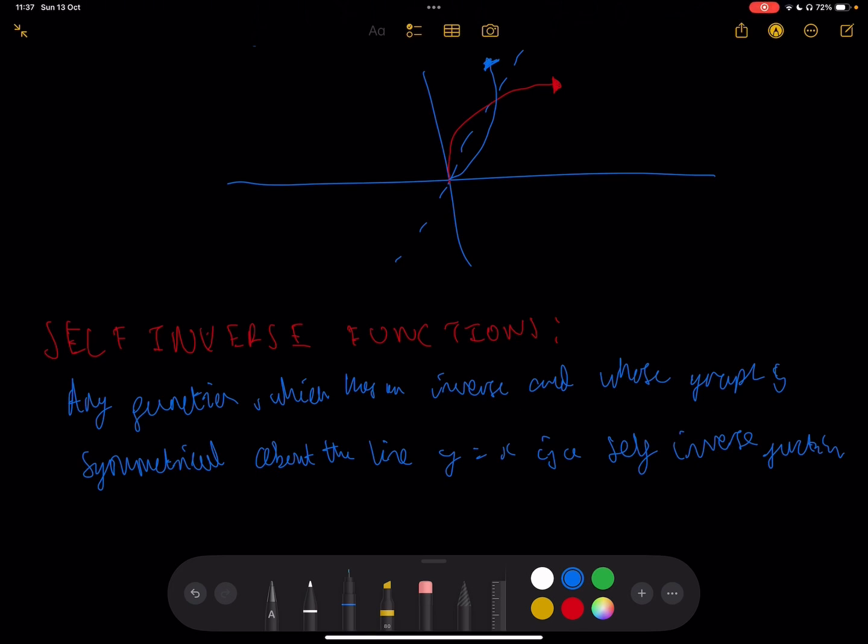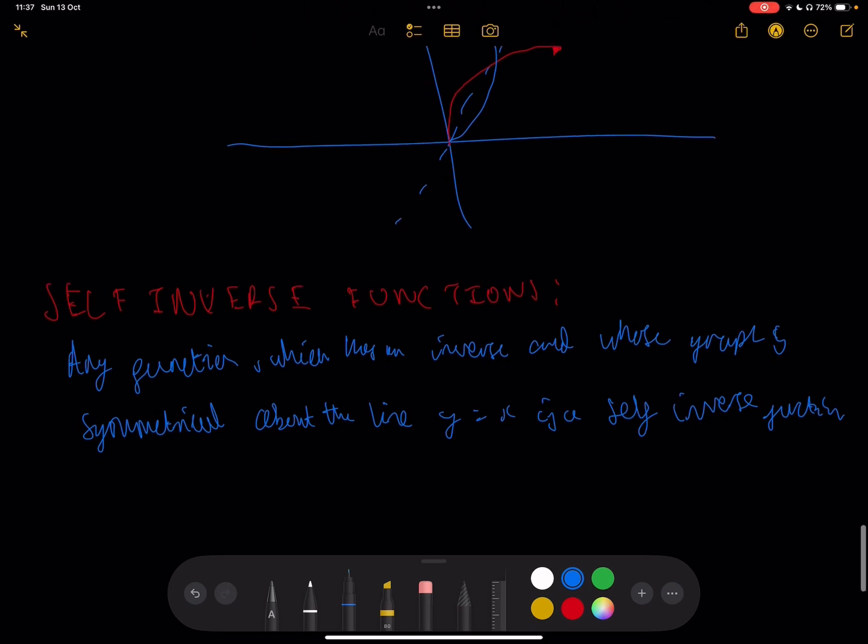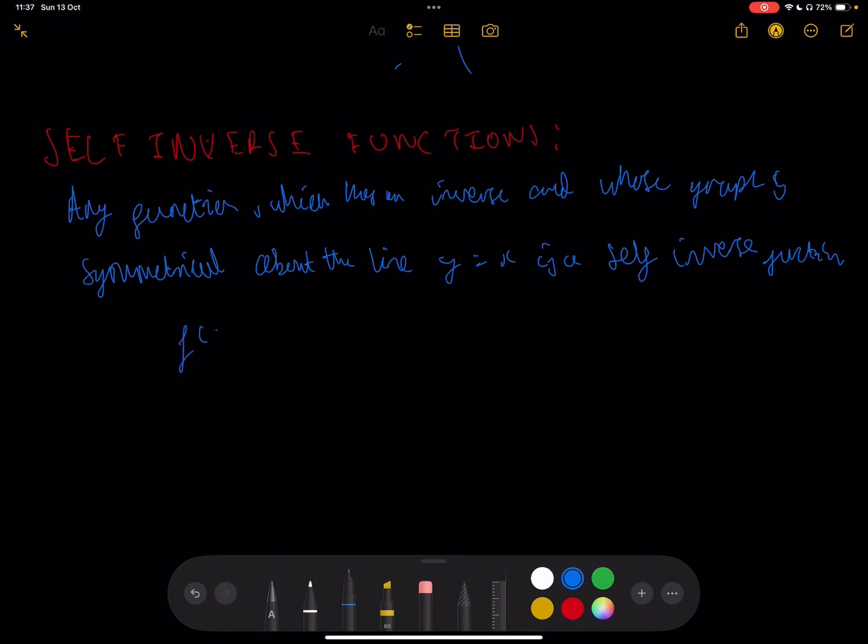So the function f of x is equal to x is the identity function. We know this function here, which is y is equal to x, which we use as a reflection axis, or the axis of reflection, to show the f of x and the inverse function of f of x. That's an example of a self-inverse function.